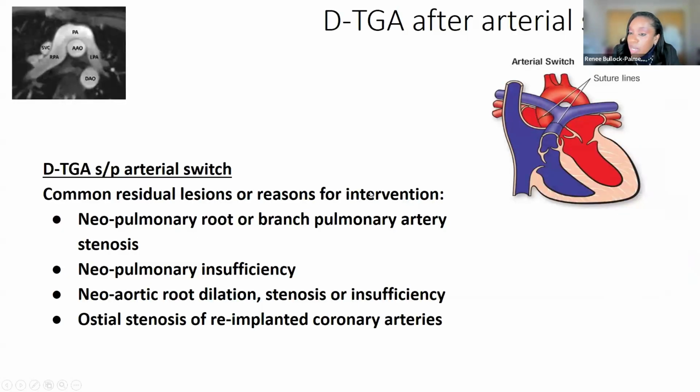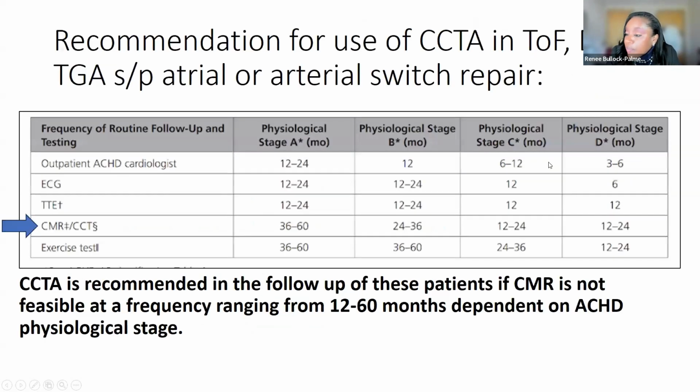The arterial switch: I didn't have any examples of a patient with arterial switch, but this is actually what it looks like in this case on MRI, where you have the aorta and then the pulmonary arteries are almost like draped over the aorta. And what can happen, as I had mentioned, is that you can have branch pulmonary artery stenosis in these cases. You can also have the neo-aortic root become very dilated, and they can also have ostial stenosis of the coronaries. And again, CT is very valuable.